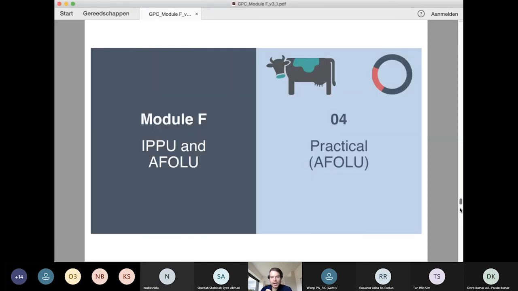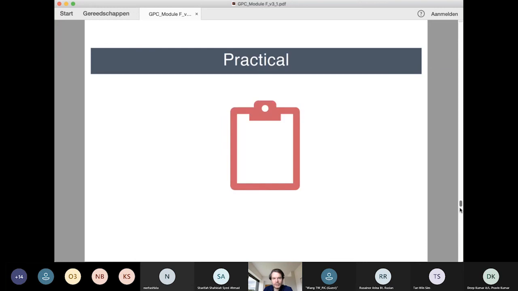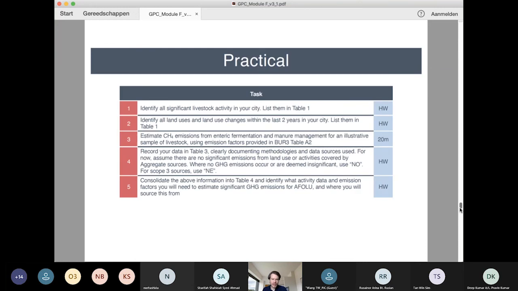Okay, so next we're going to dive into the practical. Before we do so, any further questions on AFOLU at all? No, so let's go ahead. So your task, same as before, is to first of all identify all your livestock activity in your city, any land use and land use changes within your city, and list them in table 1. That should be the last 20 years, not 2 years. I'll get that corrected in the updated slide deck.